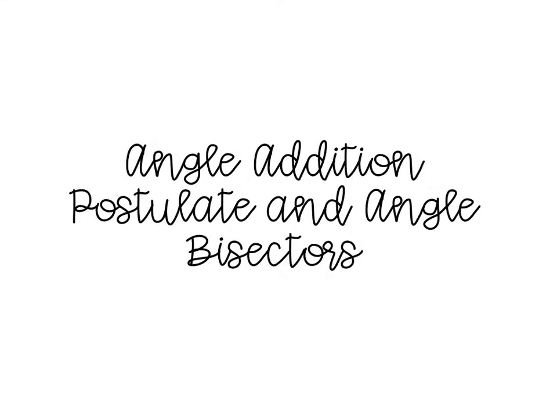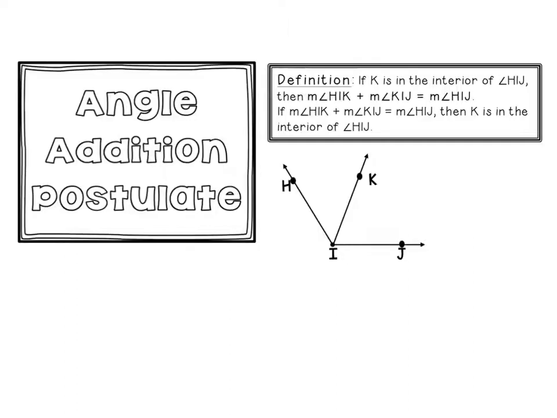This lesson is on the angle addition postulate and angle bisectors. We're going to start out with the angle addition postulate. What this is saying is if K is in the interior of angle HIJ, then angle HIK plus angle KIJ equals angle HIJ. So all this is saying is that if K is in the interior, which in this case it is, then both of these small angles have to add up to equal the big one. So angle 1 would have to add up with angle 2 to equal angle 3.